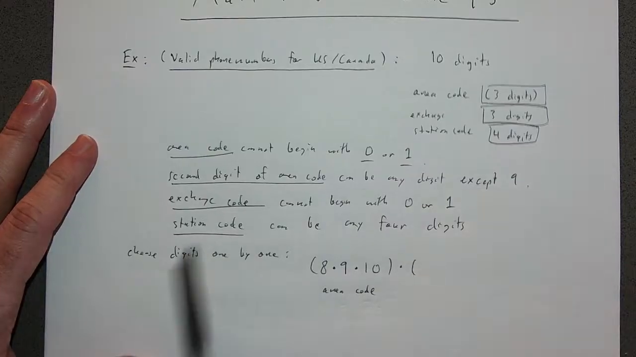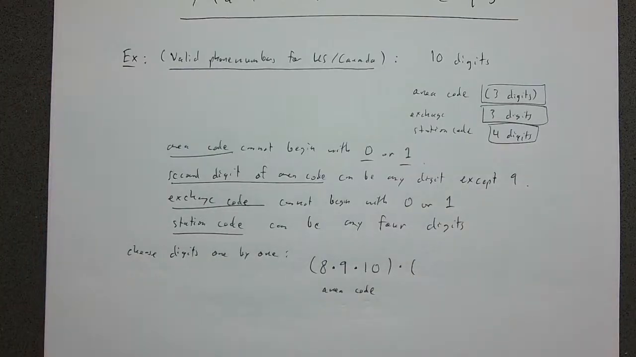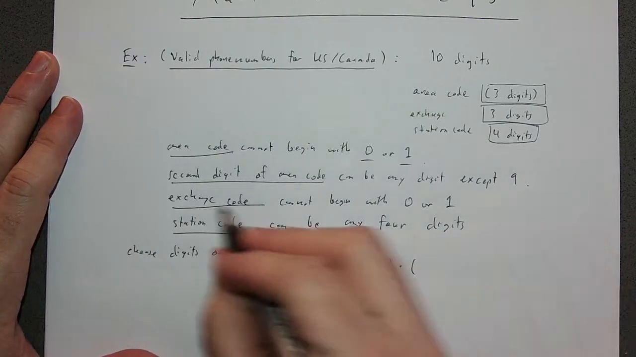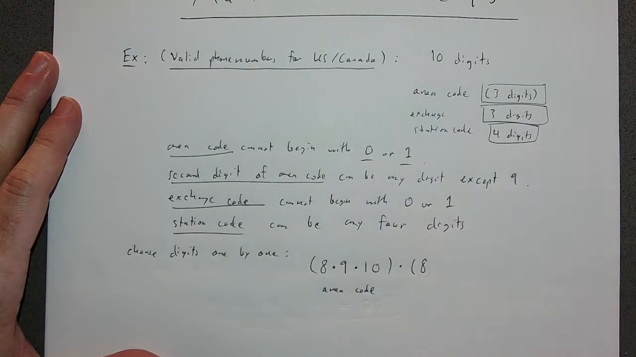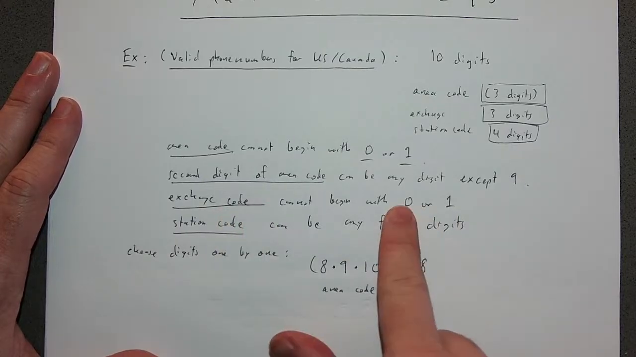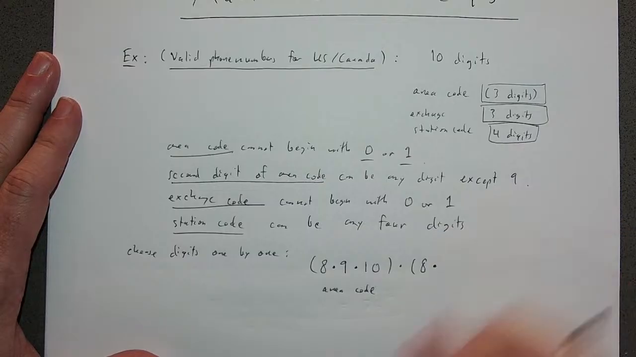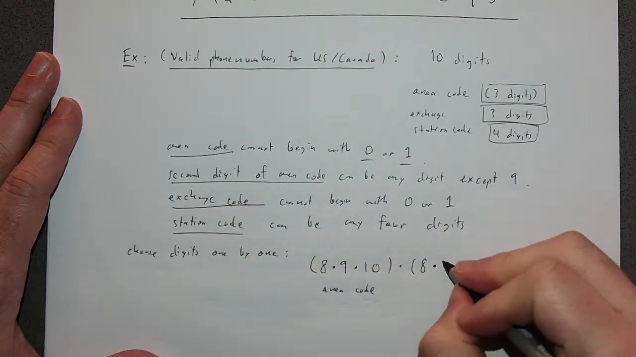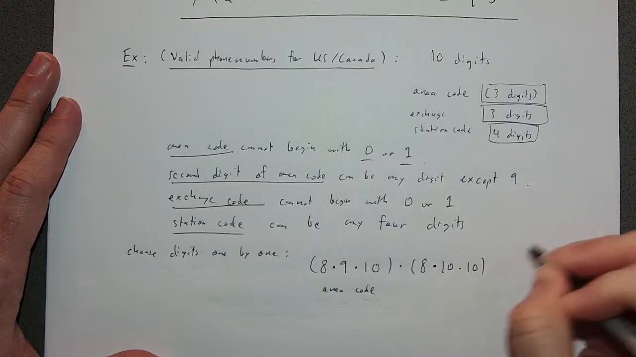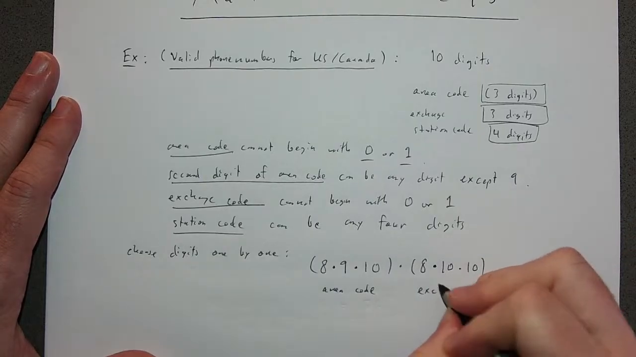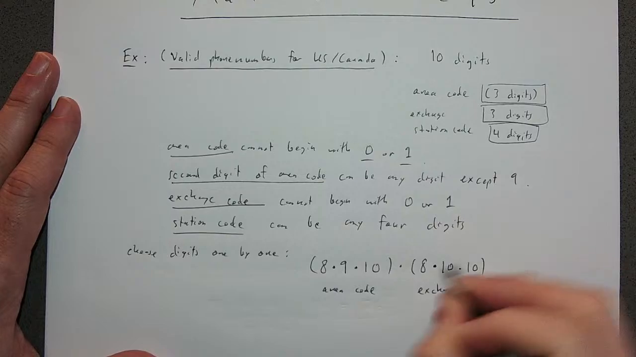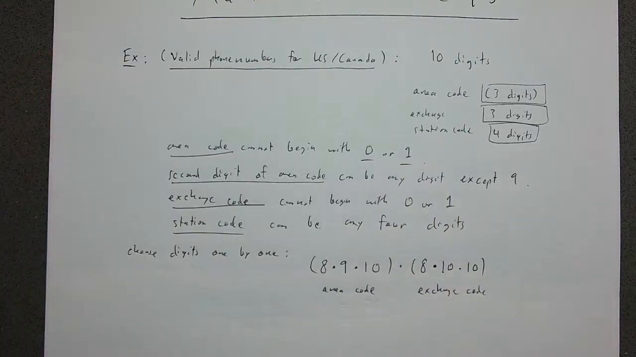Then, multiplying that, the exchange code cannot begin with a 0 or 1. So the number of choices for the first digit of the exchange code is 8, because I have to exclude 0 and 1 here. The second and third digits aren't restricted in any way, so there's 10 options for both of those. So this is the exchange code. Of course, we're multiplying these all together because we're viewing the whole number as constructed in sequence, digit by digit.